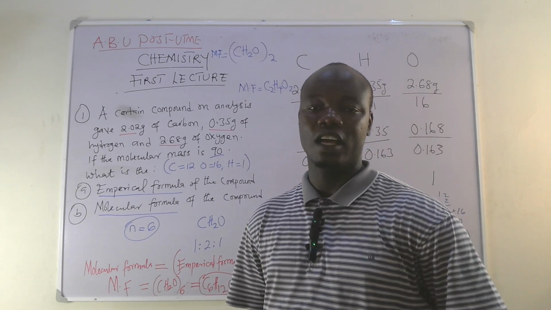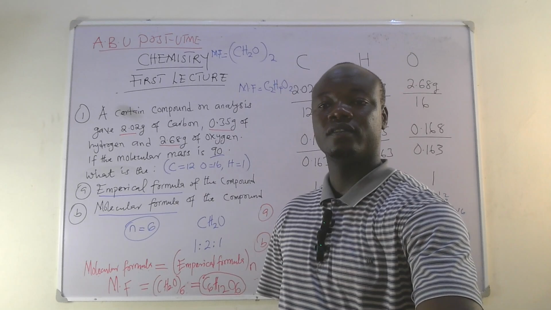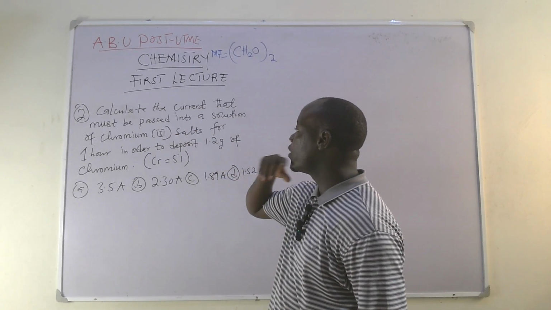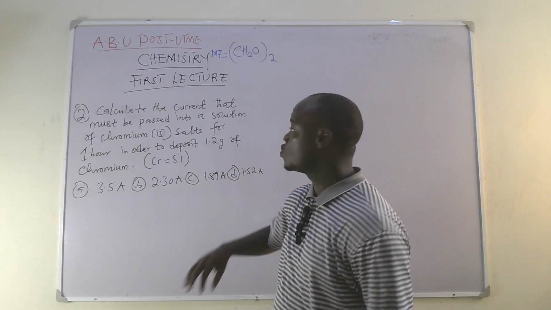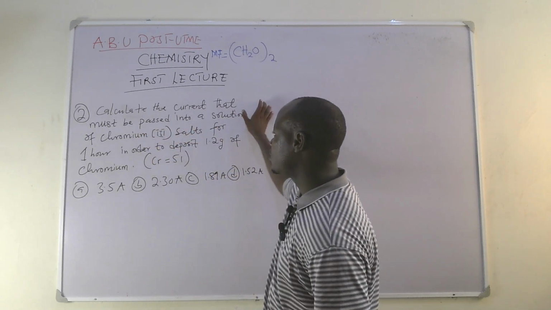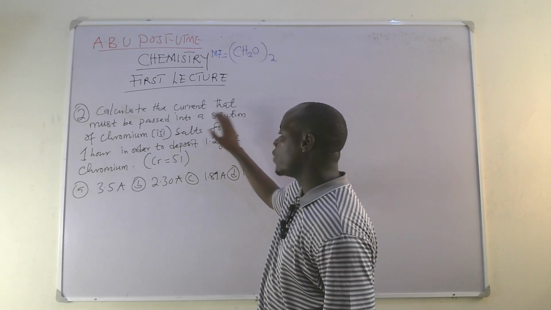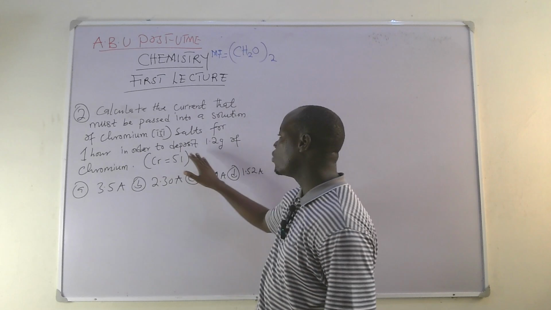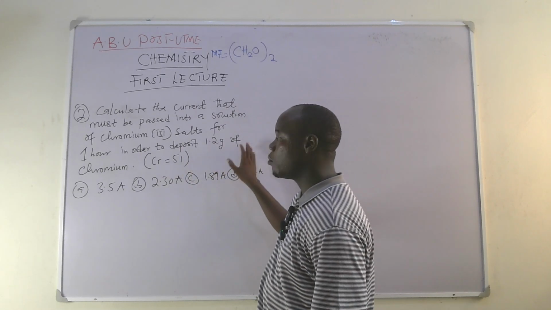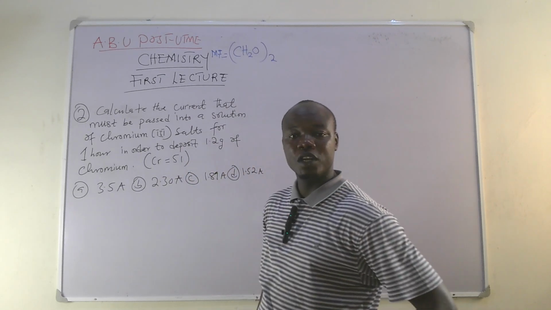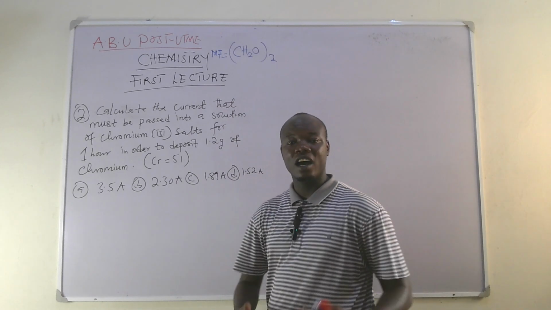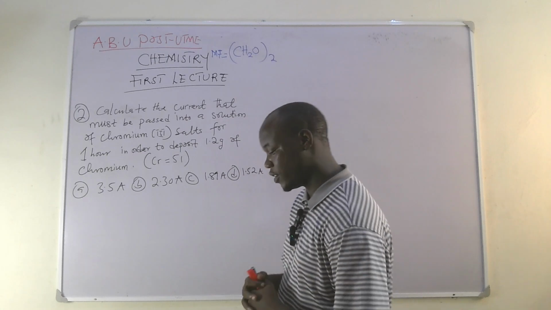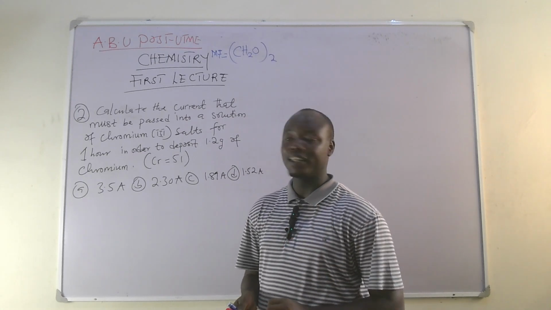So let's look at another question and solve. Question 2: Calculate the current that must be passed into a solution of chromium-3 salt for 1 hour in order to deposit 1.2 gram of chromium. So now, how do we solve this question? It is also very simple, and it falls under electrolysis.